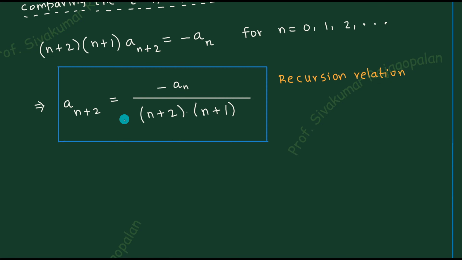It is not a single relation. Once again, n equal to 0, one relation. Put n equal to 1 here, then it is another relation. Like this you keep on repeating, then it gives you a set of all relations, and therefore this is known as a recursion relation. Recursion relation means one relation will generate several relations. That is why it is called recursion.